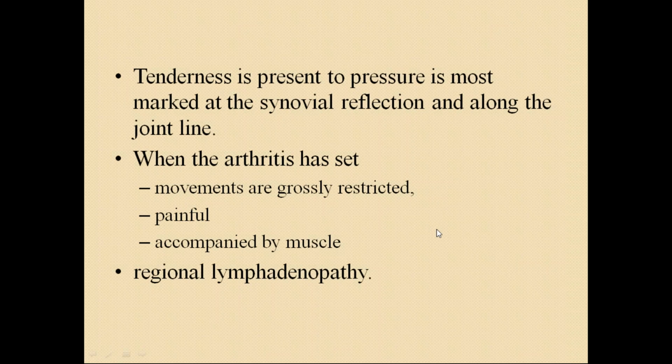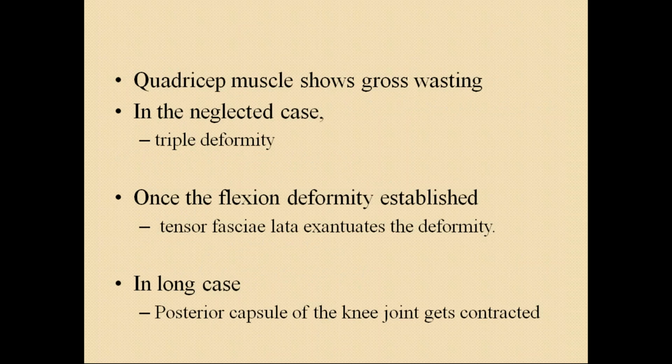In the advanced stage, it is very painful, and movements are very grossly restricted. In the advanced stage, we can see gross atrophy of muscles, that is the thigh muscles, and sometimes we can see regional lymphadenopathy. Popliteal lymph nodes get enlarged, and the inguinal group of lymph nodes also gets enlarged in the case of TB knee joint. As I said earlier, there is a gross wasting of the thigh muscles, usually the quadriceps.